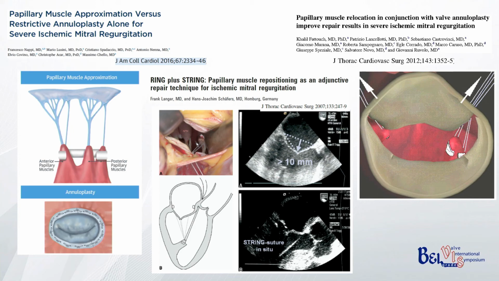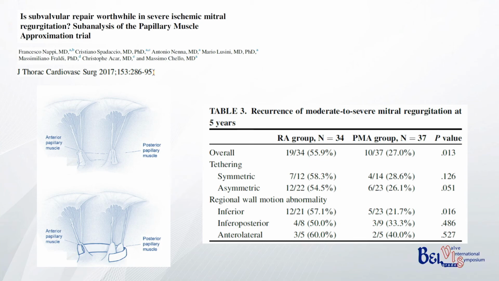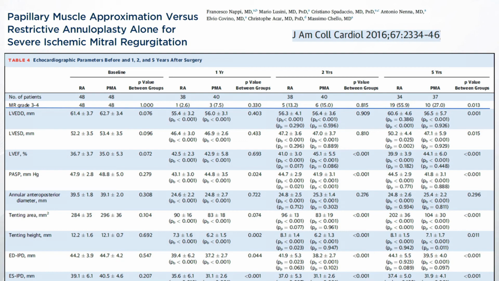So this allows you to position the muscles in the proper position. And all of these methods had some results published. There was a papillary muscle approximation trial that showed that 5 years later there were 27% patients with mitral regurgitation in papillary muscle approximation group and 56% in annuloplasty only group. And this translated to many ventricular parameters that differed between the groups.